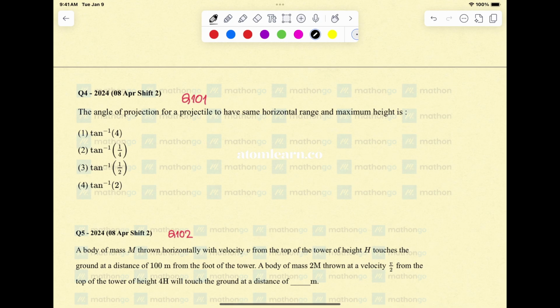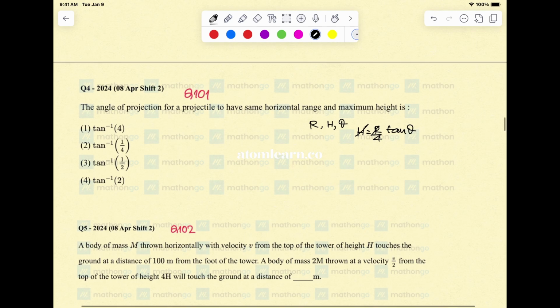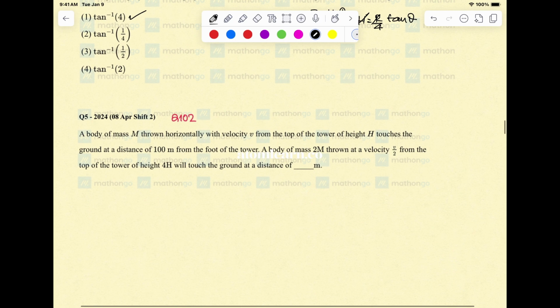Angle of projection for a projectile to have the same horizontal range and maximum height. So this is the horizontal range as well as maximum height and angle. What is the formula which is linking them? The formula is h equal to r by 4 tan theta. Now it is said that it has the same r and h, therefore these cancel each other. Tan theta equal to 4. I think it is the very first question which we solved. It is repeated. Then the next question.